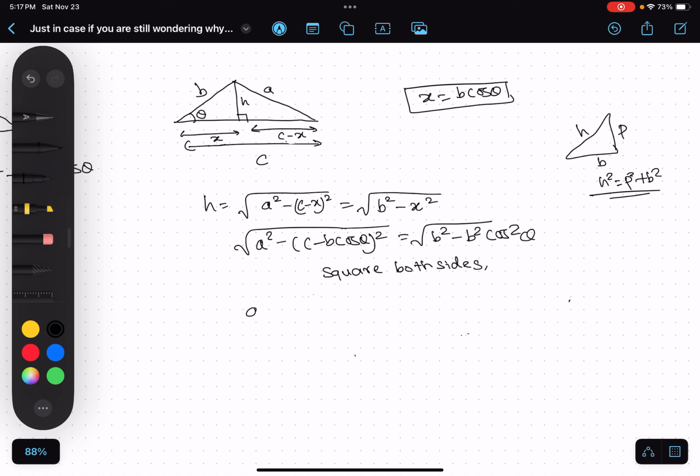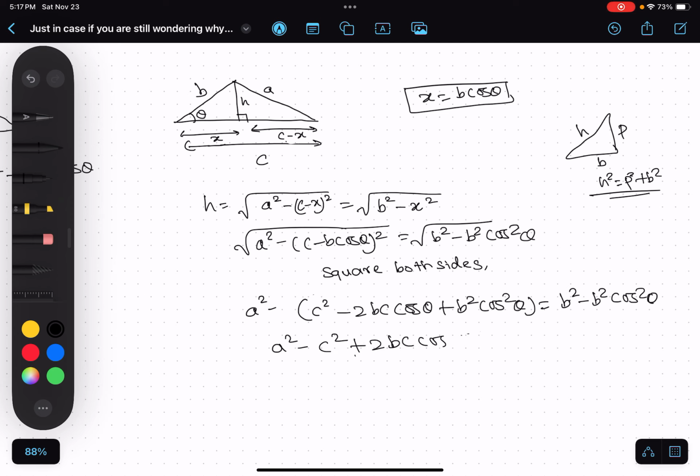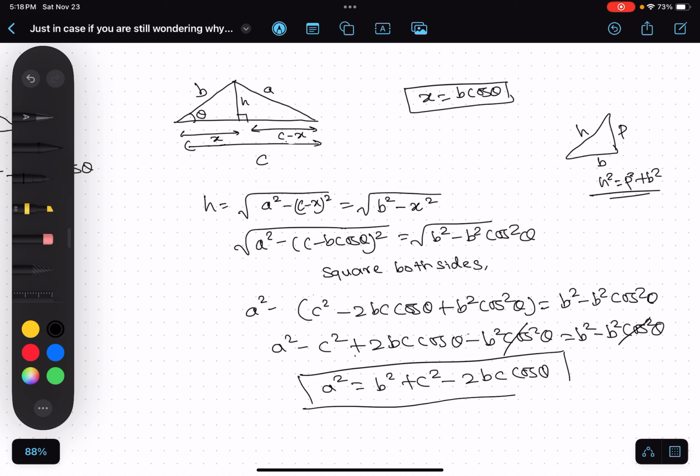this will just be c square minus 2bc cos theta plus b square cos square theta, right? And this will be equal to b square minus b square cos square theta. And this is a square minus c square plus 2bc cos theta minus b square cos square theta is equal to b square minus b square cos square theta. I can cancel this out, so I get a square is equal to b square plus c square minus 2bc cos theta. So this is it, right? Okay, so I have proved this, and this will be helpful later on.